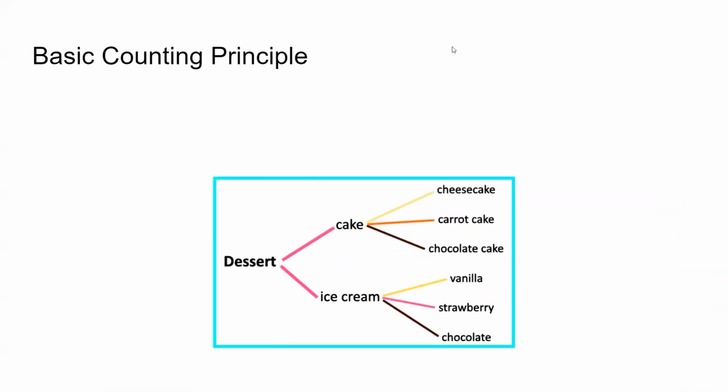This principle is a cornerstone in understanding how to calculate the total number of outcomes in a multi-stage decision-making process. It's a crucial tool in probability, permutation, and much more, so let's get started. All right, let's unpack the basic counting principle.